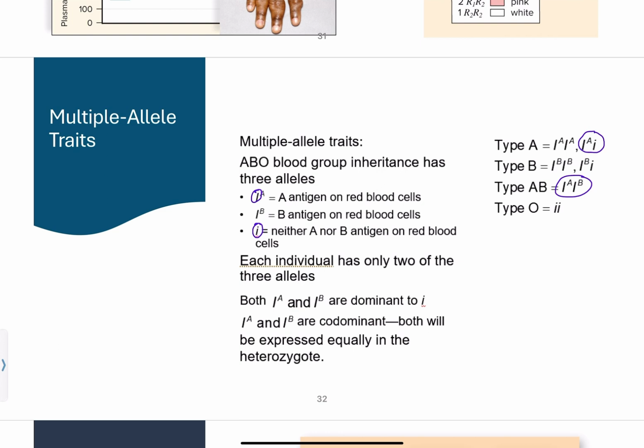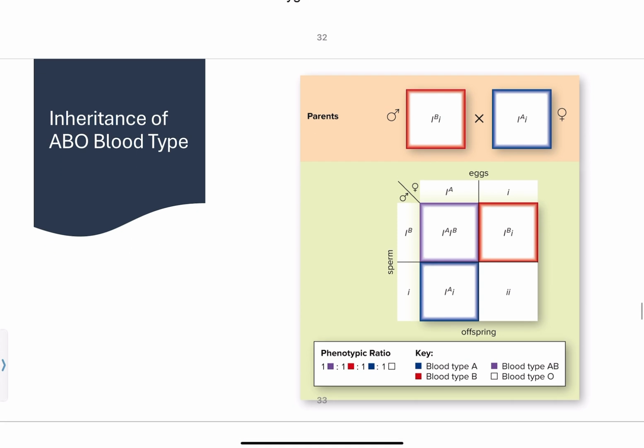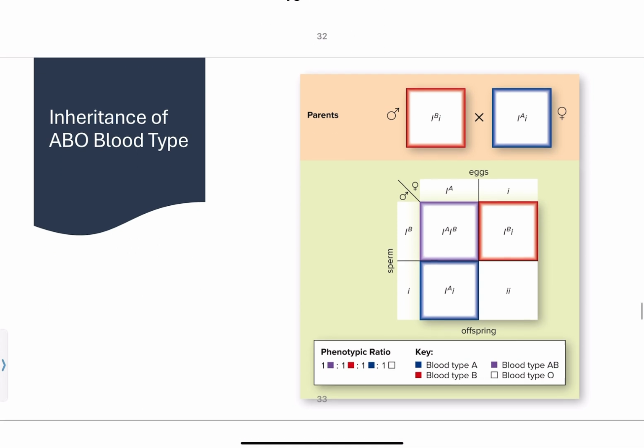So like I mentioned, the system also demonstrates codominance. If we're talking about blood type AB, both alleles are being fully expressed. They're not being blended. It is not an intermediate phenotype at all. So this is an example of the ABO blood typing here.